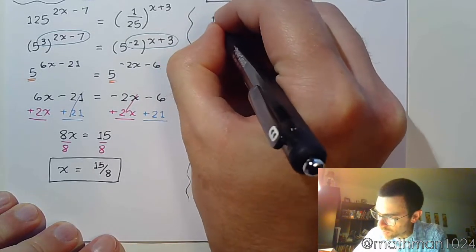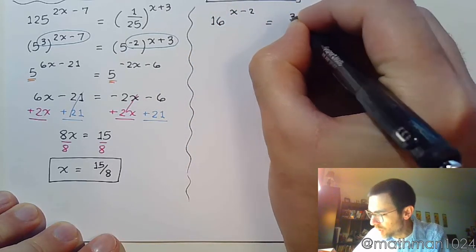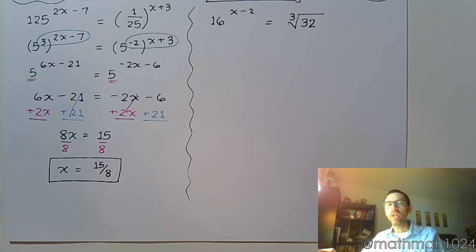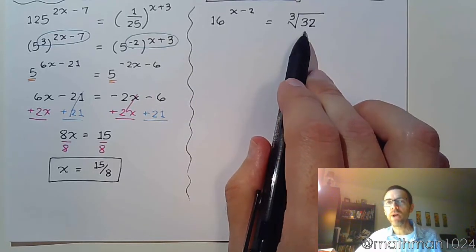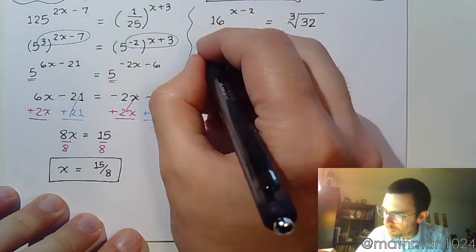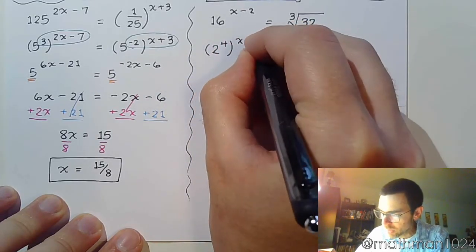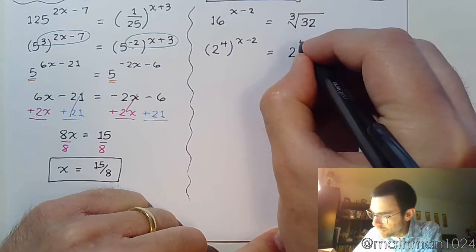All right, here's the last one we have. 16 raised to the x minus 2 is equal to the cube root of 32. If we can identify the common base, then we're going to be in good shape here. So between these two, you might think that 4 is the common base because 4 squared is 16, but you can't raise 4 to a nice power to get 32. So if you break it down even further, you're going to find out that 16 is based off of 2. It's 2 to the fourth. And if 16 is 2 to the fourth, that means 32 is 2 to the fifth power.